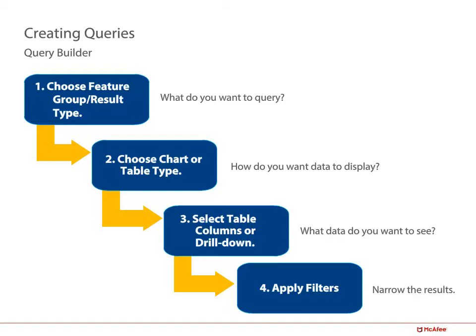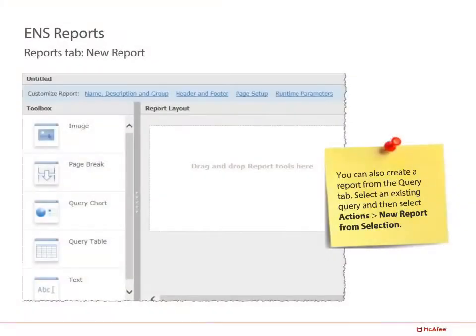And the fourth step is applying the filters. This is where you can get rid of the noise. I don't want to see it if it contains this, but I want to see it if it only contains this information. Now, EPO has a really nice feature in it that has to do with reporting.